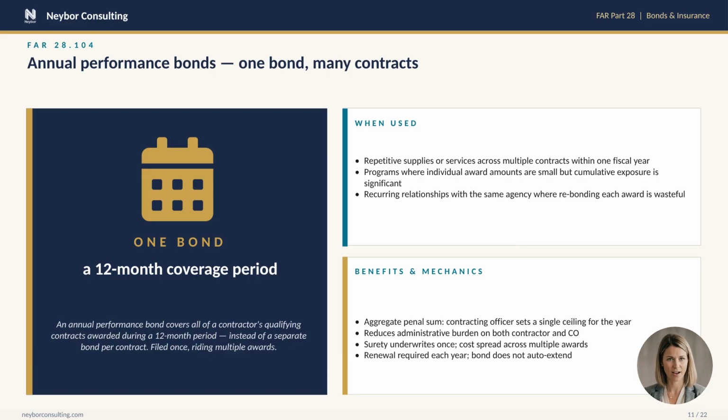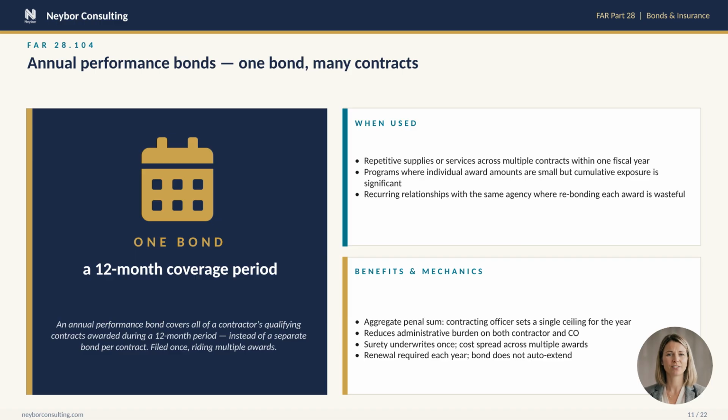Look at the upper right card. Repetitive supplies or services where you expect to win several awards in a year, programs where each individual award is small, but the cumulative exposure is significant, or recurring relationships with the same agency where bonding each task order separately would be administratively absurd. The lower right card explains the mechanics.